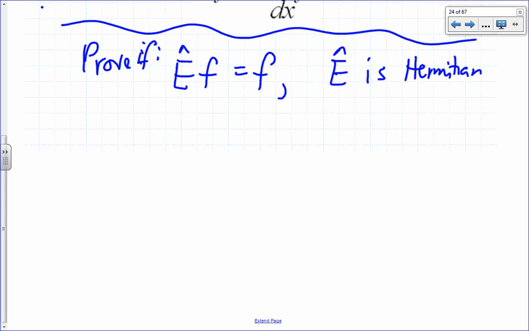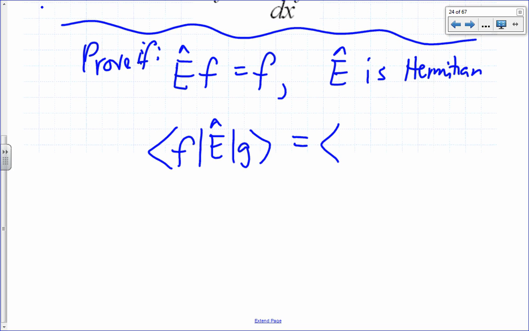Okay. What do I need to prove? F, E, G must be equal to what? G, E, F star. Okay? So to prove something is Hermitian, switch and then star. Switch the functions and then take the star. If you get the same result, regardless, then your operator is Hermitian.